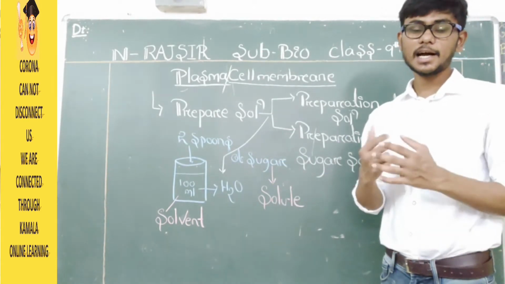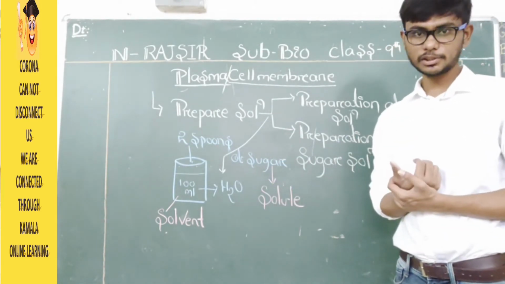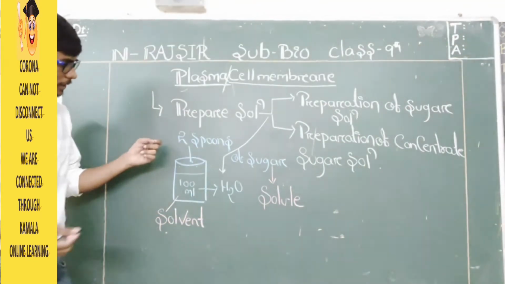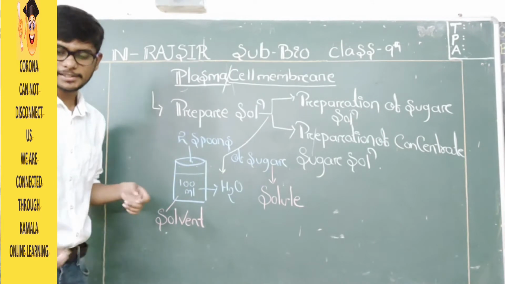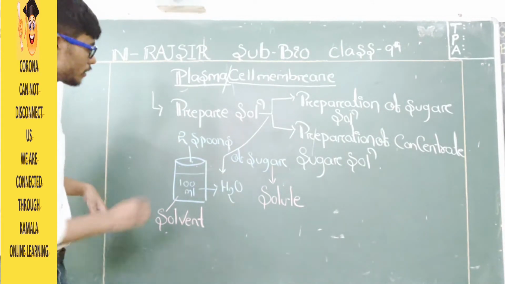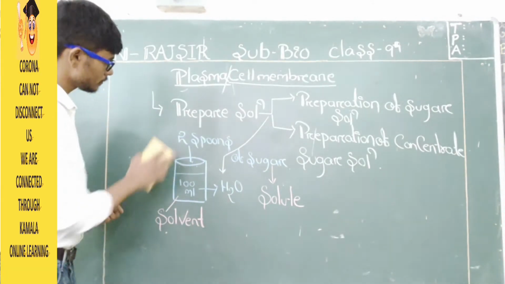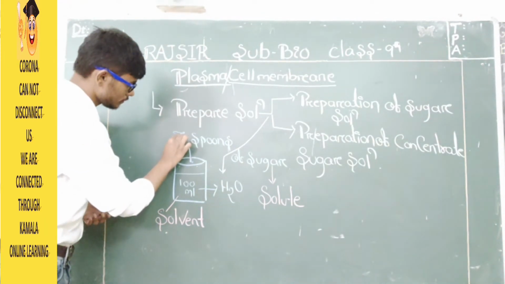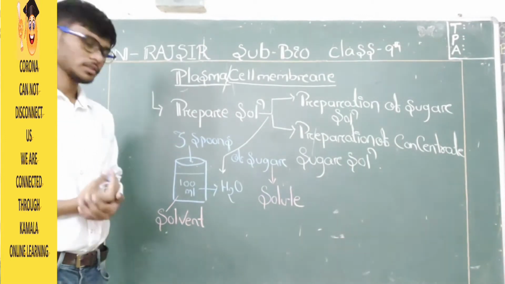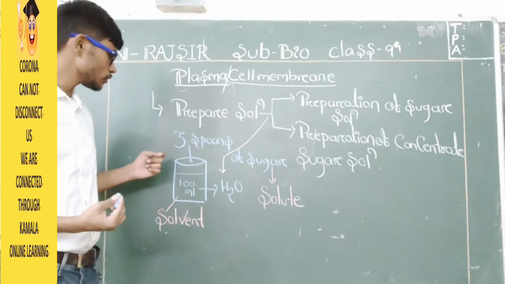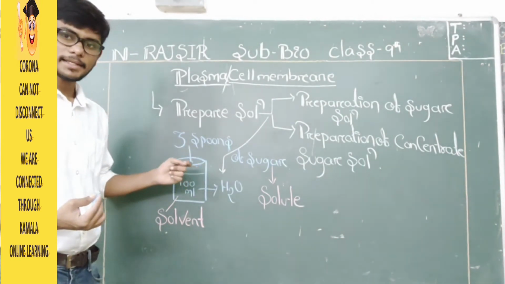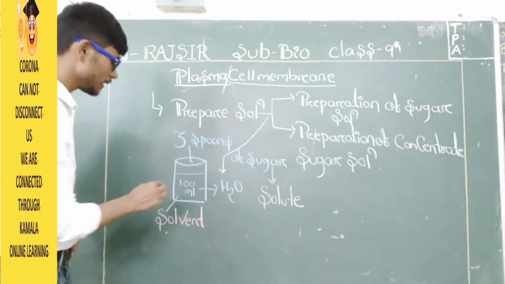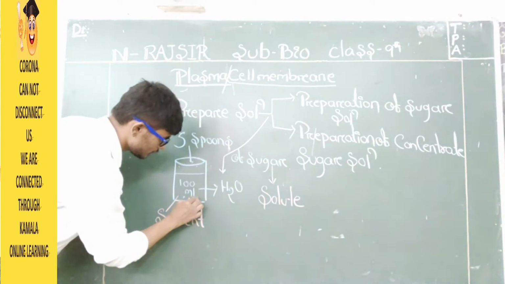Second phase is how to make a concentrated sugar solution. How will you make it? Instead of taking 2 spoons, let us take 3 spoons. How many spoons we will take? 3 spoons. When we take 3 spoons of sugar, what will happen? That sugar will be dissolved in water and a little amount of sugar will be left undissolved.